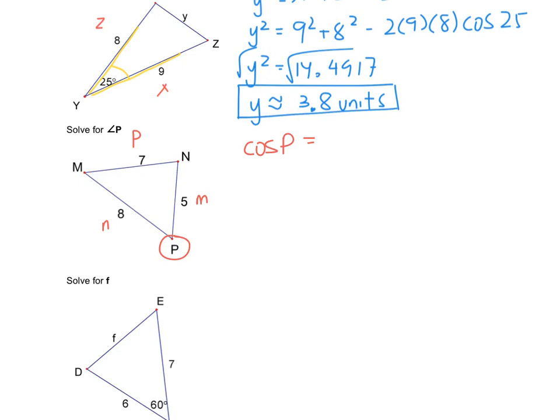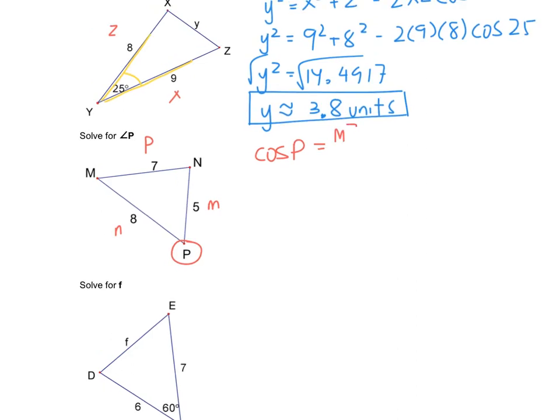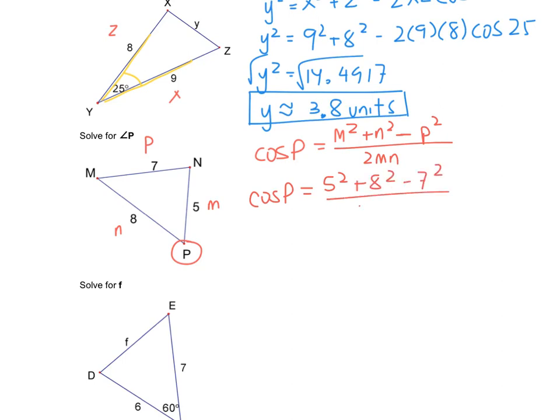So you should have the other 2 sides squared minus P squared. So the subtraction has to match the angle I'm looking for. So I'm looking for angle P, so I'm subtracting side P squared. And then double the other 2 sides. So when we plug that in, we're going to have 5 squared plus 8 squared minus 7 squared all over 2 times 5 times 8.